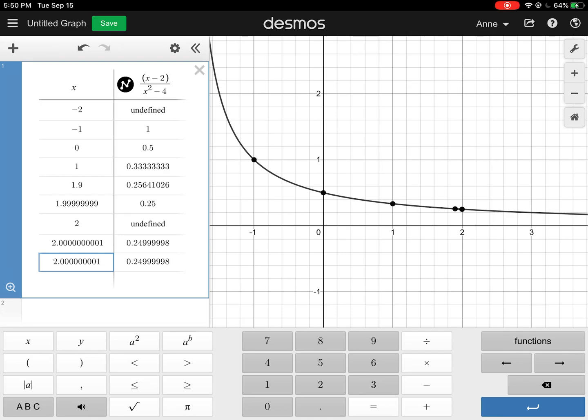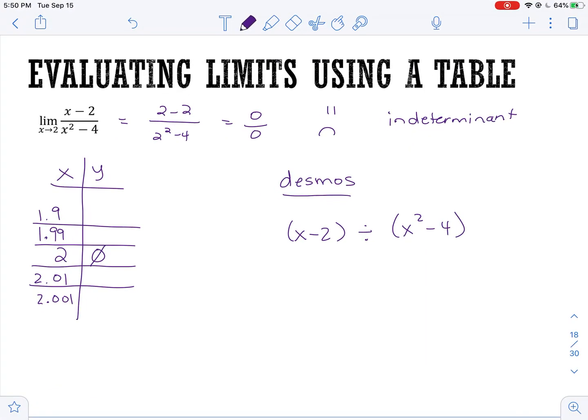It looks like on both sides of 2, if I get really, really close to 2, I'm getting closer and closer to a height of 0.25. And that's what my limit is going to be.